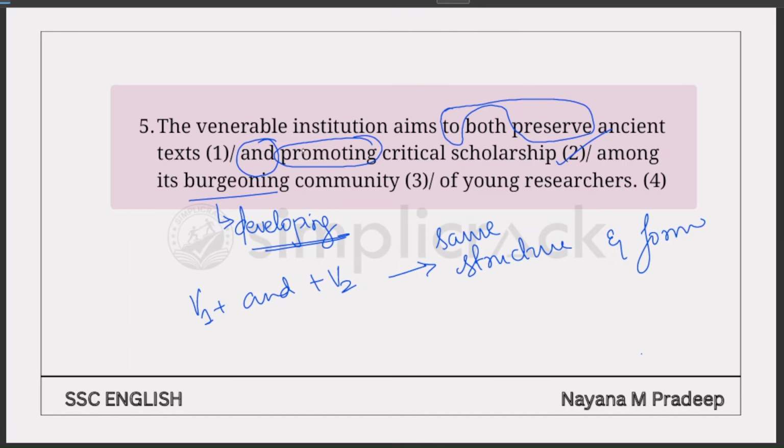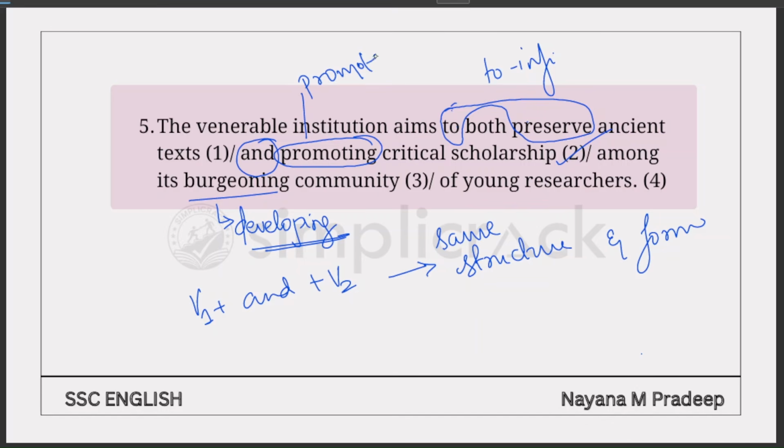But here, on the left side of and, you have the to infinitive structure, and on the right side you have the V1 plus ing or the gerund form, which is wrong. Both of these have to be in the same form. So if it is to preserve, here also it should be to promote. But since we have already used to here, you can use the same to for both the structures, and instead of promoting, you can simply write promote.